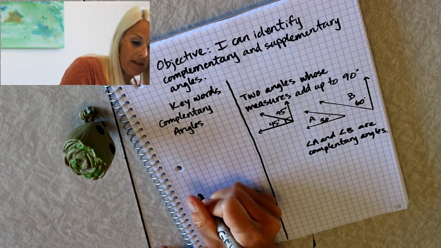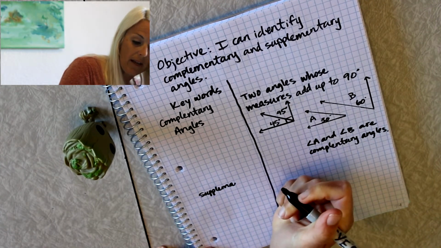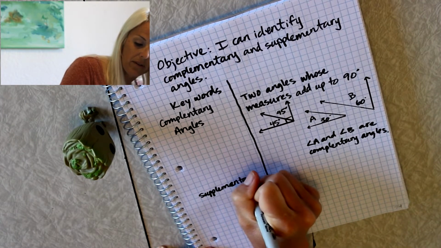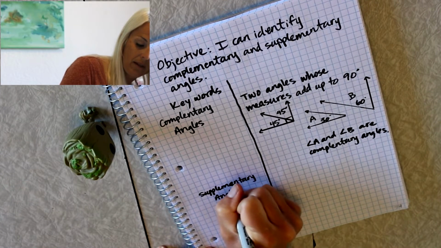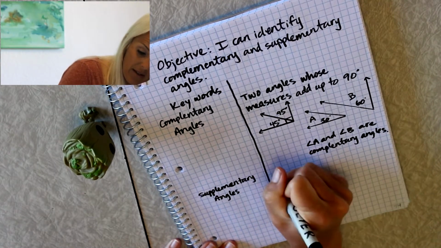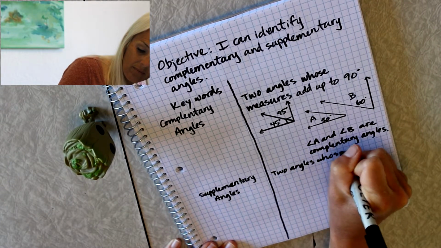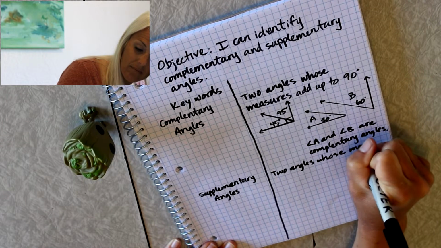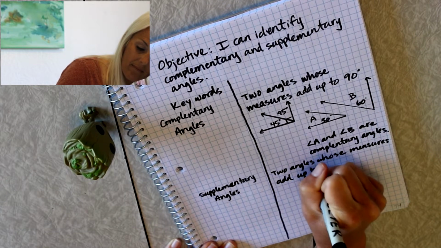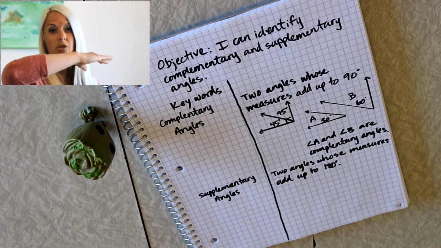So our next keyword is supplementary angles, or key phrase, I should say. Supplementary angles. So supplementary angles are two angles whose measures add up to 180 degrees. So that's pretty cool. So what do we know about 180 degrees? It's just a straight line, right?